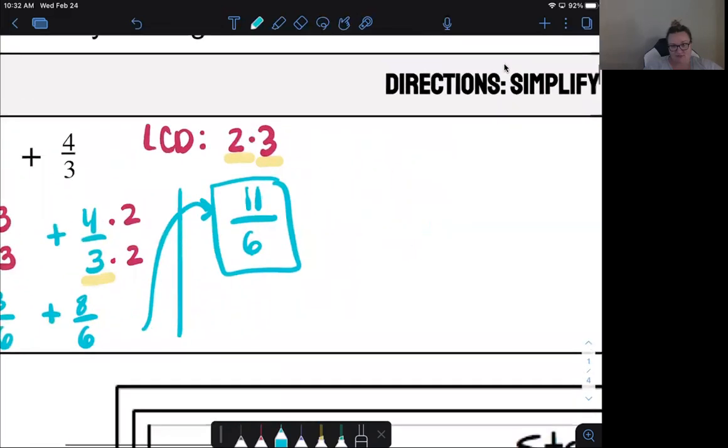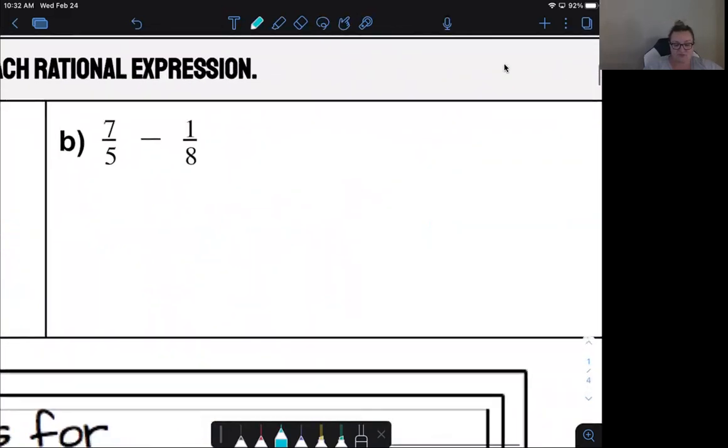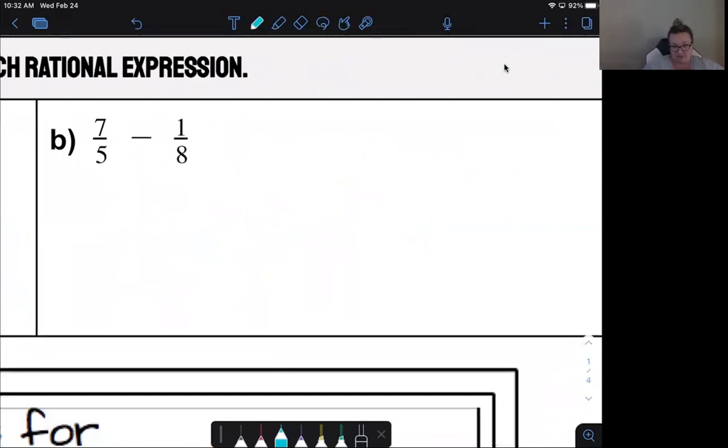All right, so example 2, or part B, sorry. I want you to do the same steps. So 7/5 minus 1/8: find the LCD, multiply each fraction by what it's missing from that LCD, and then simplify. So press pause and then press play when you're ready to check your work.